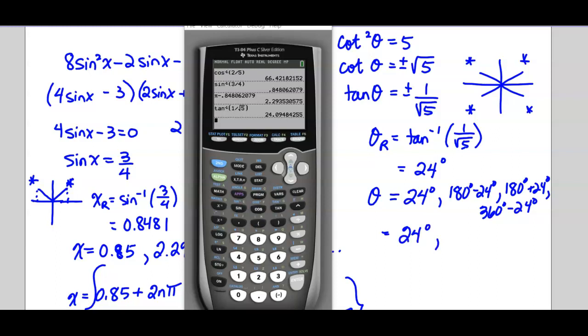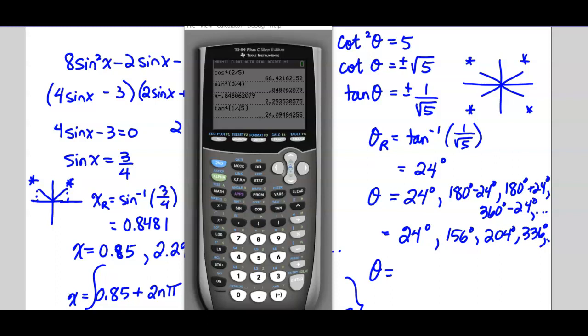So 180 minus 24 is what? 161.56. 204. 336, etc. And so our general statements are there. Can we simplify this a little bit?